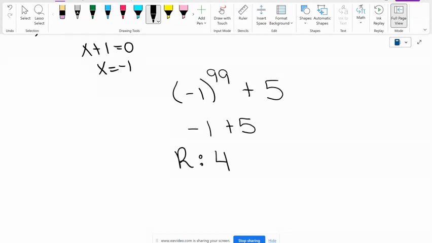So is it a factor? No. Why no? The remainder is not 0. There is a non-zero remainder.